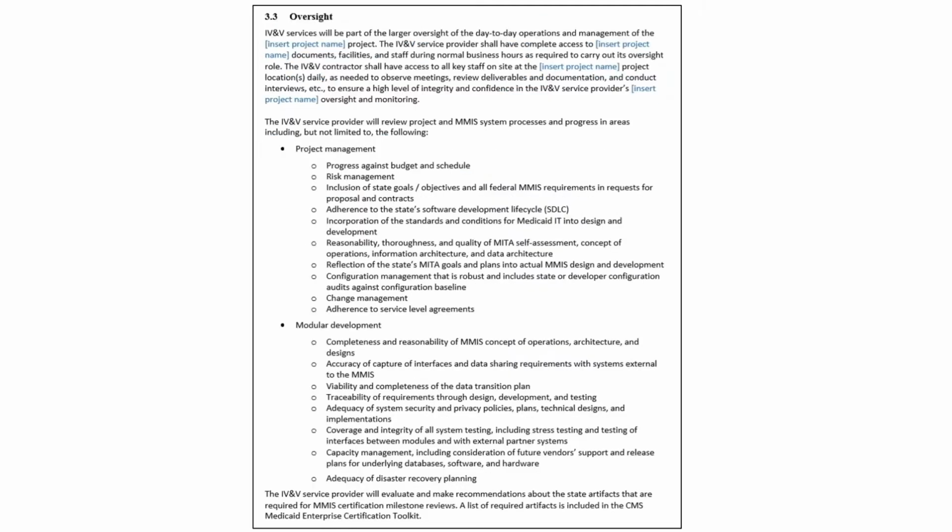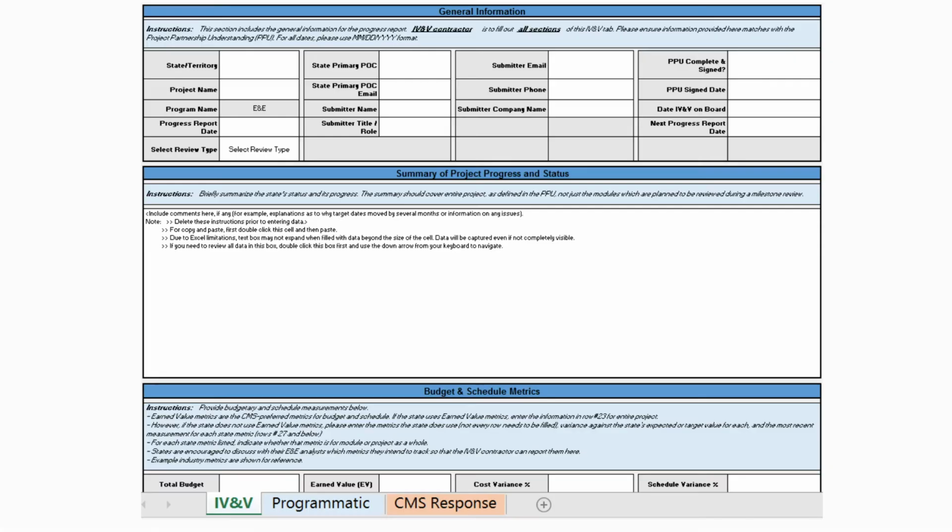The last section delineates the scope of the IV&V reviews to include project management and technical inspections. CMS will be looking for this language when they review states' IV&V contracts. The E&E IV&V progress report template is what the state and CMS use to track progress of the project. The report is divided into 3 tabs in an Excel workbook. The IV&V contractor fills out the IV&V and programmatic tabs and sends the report simultaneously to CMS and the state.